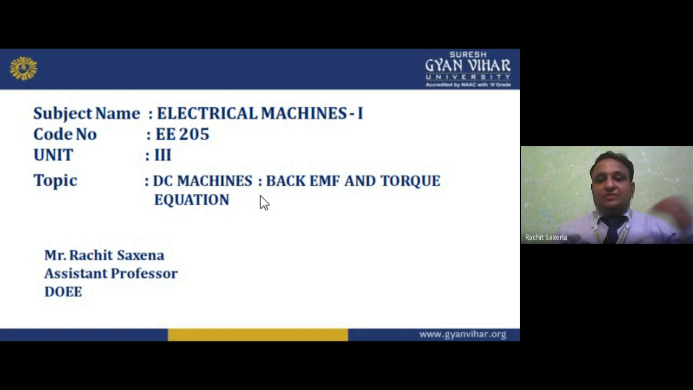Now in Unit number 3, at the start of Unit number 3, we have started the DC machine. So DC machine fundamentals are of two types, my dear students: one is the generator, another one is the motor. The generator we are going to cover in detail later on, in Unit number 4.